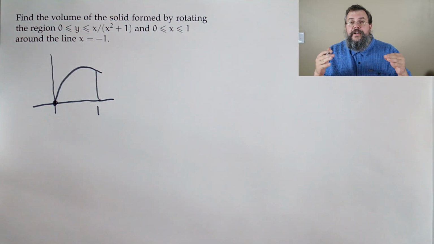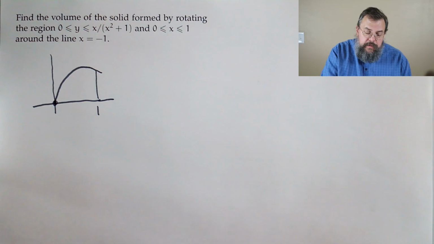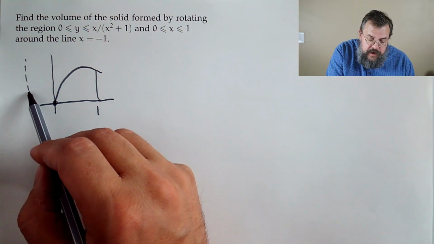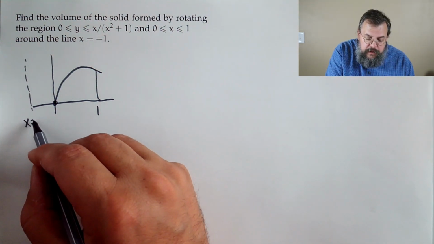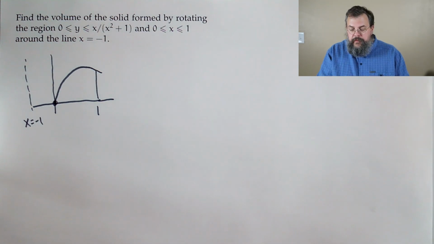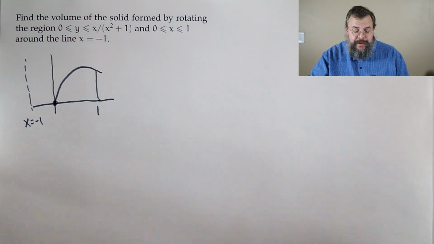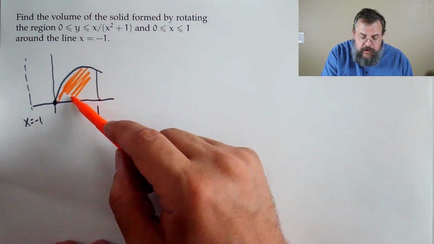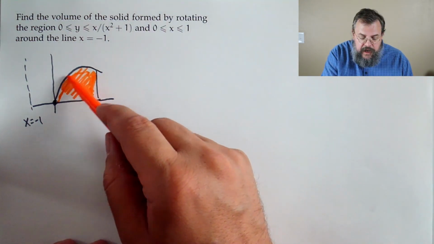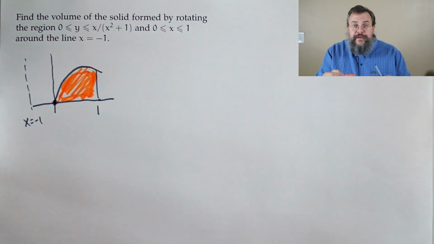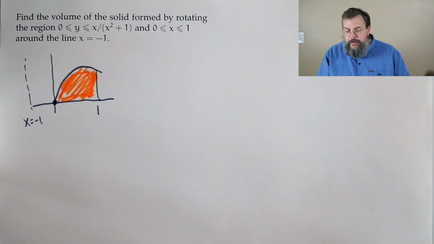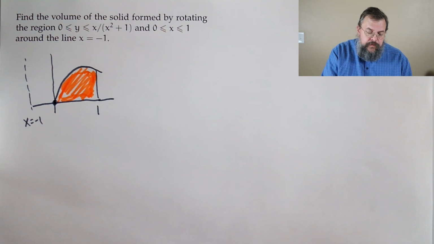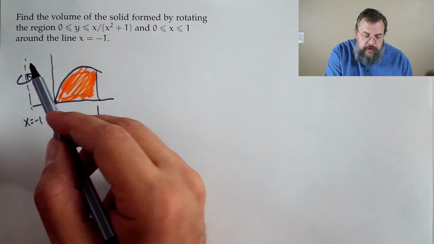But that's our shape. And where are we spinning? Well, we're going to spin around this line, x equals -1. All right, so we have our shape. Here's our nice basic shape. So now we start to think, okay, how do we go about solving this problem? Good question. So, what can we do?